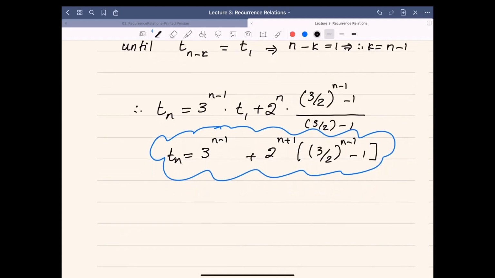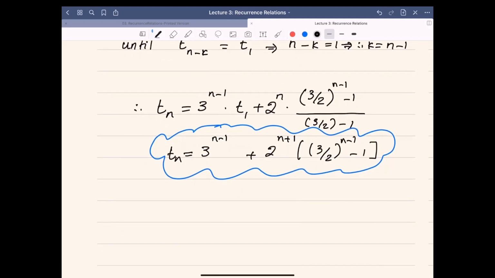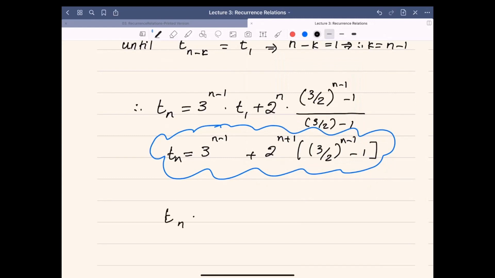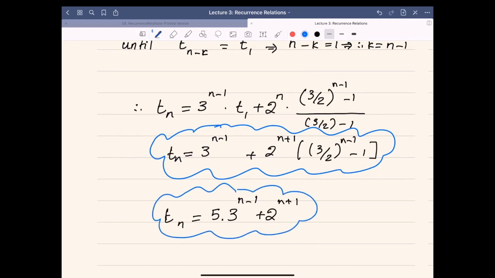But for your curiosity, we would like to see what is the simplified term for Tn. So Tn will be equal to, after we do the simplification, 5 multiplied by 3 raised to power n plus 1 plus 2 to the power n plus 1, and this will be the last simplified answer for the recurrence relation.